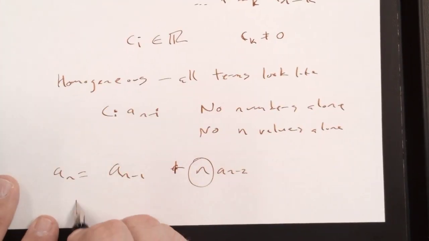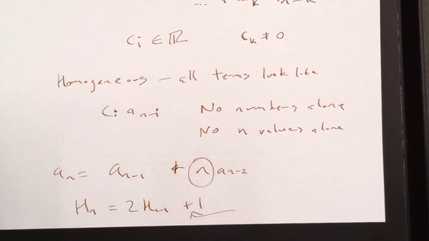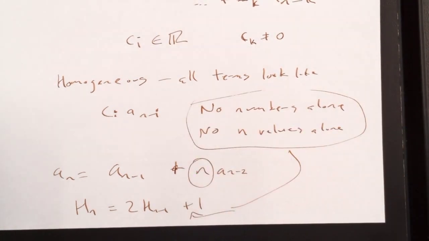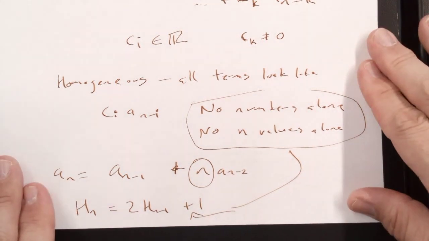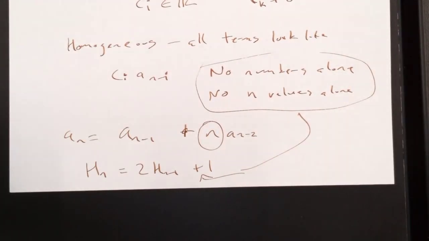Our Tower of Hanoi recurrence doesn't look like the other term. There's no a_{n-k} part there. It's a constant, but there's no homogeneous part. That's not homogeneous. So I'm looking for recurrences that only look like this, like our Fibonacci recurrence.